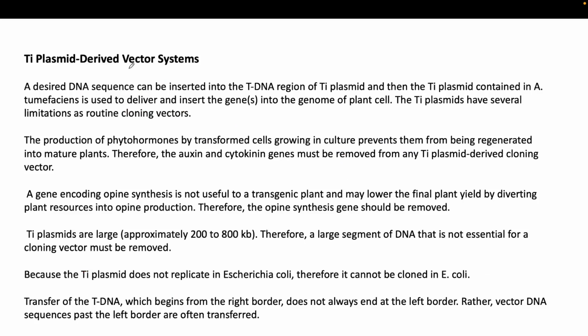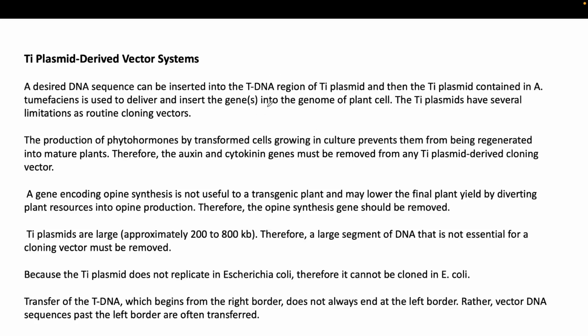So now we want to use this phenomenon in the rDNA technology, okay. So how will we use this Ti plasmid to transfer our target gene from one cell to another cell, okay? The desired DNA sequence can be inserted into the T-DNA region of the Ti plasmid, because it has the capacity to take it. And then the Ti plasmid contained in an Agrobacterium tumefaciens is used to deliver and insert the genes into the genome of the plant cell, okay.